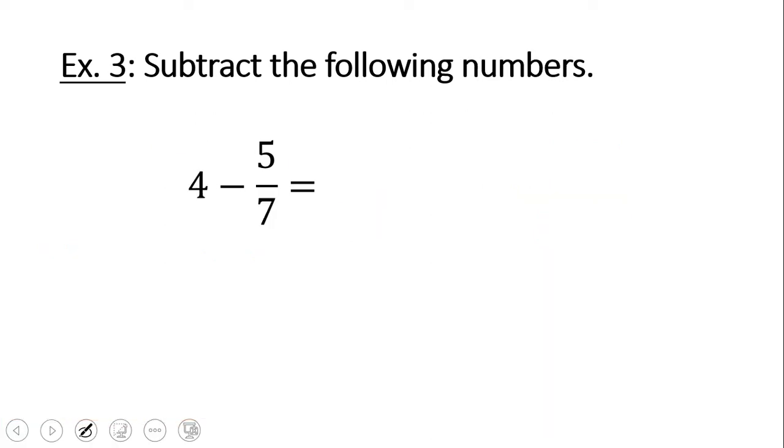In our last example, now we have a whole number of 4, and we're trying to subtract 5/7 from it. Well, you might remember that it's kind of difficult to subtract a fraction from a whole number. So it makes sense for us to convert that whole number into a fraction simply by putting a 1 underneath it. So 4 over 1 minus 5 over 7.